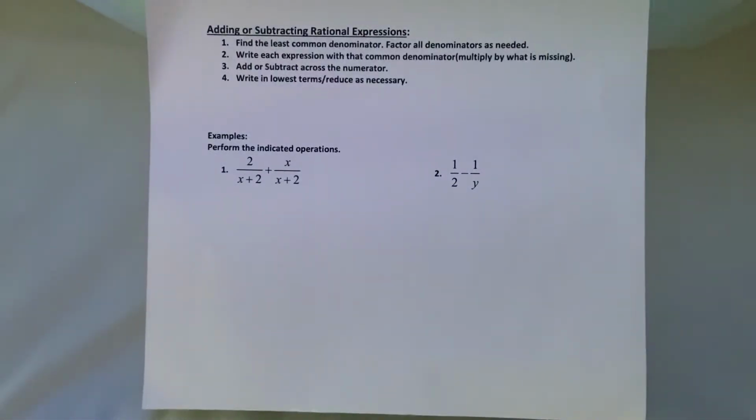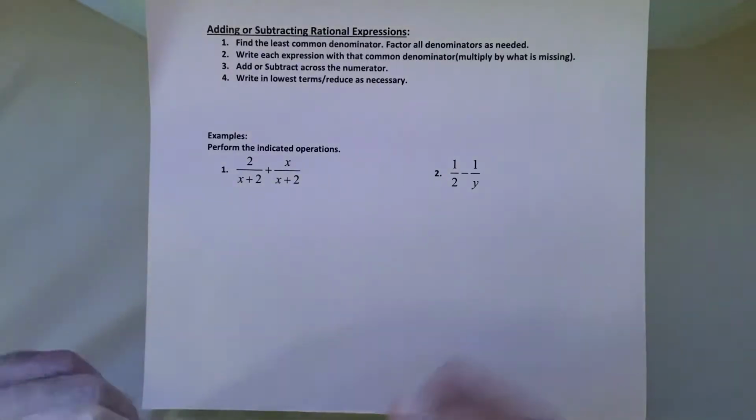Okay, let's continue with 6.4. So adding or subtracting rational expressions, find the least common denominator, which is what we've been practicing in the last video. Multiply the fractions by whatever they're missing from the common denominator. Remember, we can only multiply by 1, so anything we multiply the denominator by, we also have to multiply the numerator by. From here, we can combine our like terms or distribute as needed. And then we can add or subtract across the numerator, and then reduce if possible.